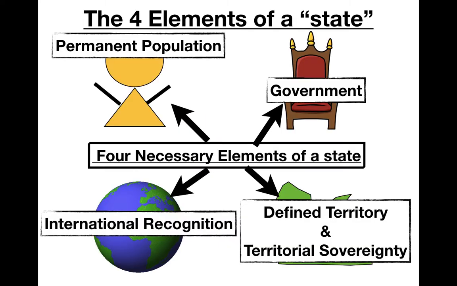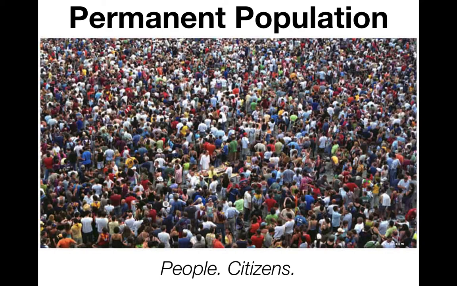So what makes a state? Well, a state has 4 elements, and we're going to unpack each one of these. Permanent population, government, international recognition, defined territory, and territorial sovereignty. So the first is pretty self-explanatory. In order to be considered a state, you need to have a permanent population, people or citizens.